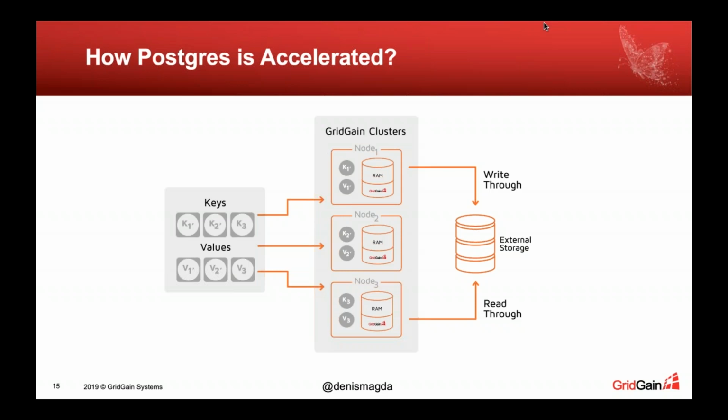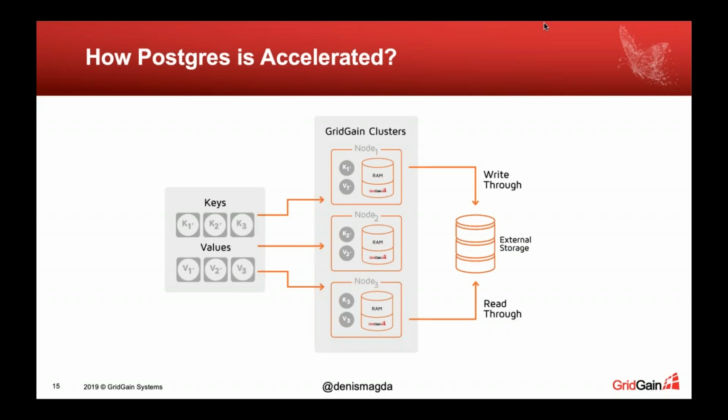But at the same time, we want to ensure that Postgres stays up and running, and that we can use it as a backup storage, as external storage, and Postgres might still be accessed by some other applications. Ignite and GridGain can write through all the changes to disk, to Postgres.